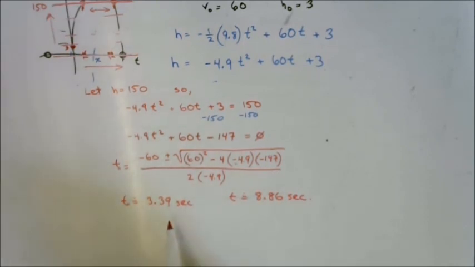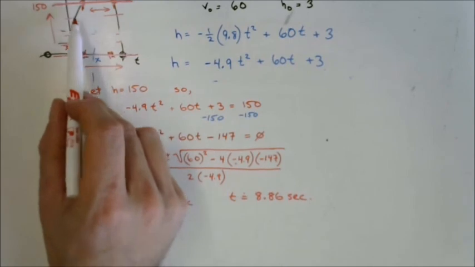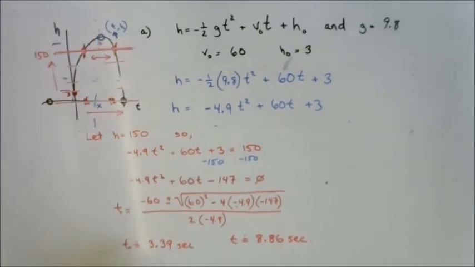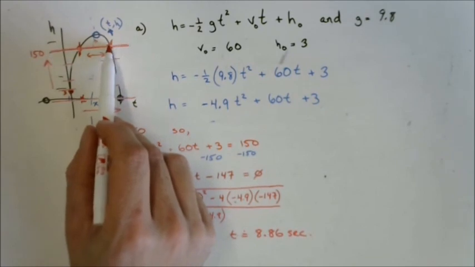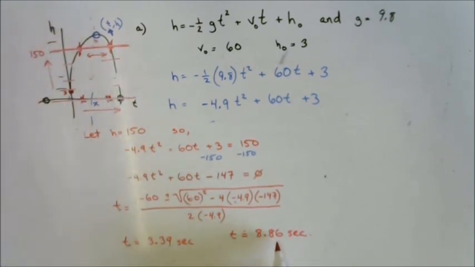So what did we just find? Well, we found where the rocket crosses 150 meters on the way up, 3.39 seconds, and we found where it crosses back down past the 150 meter marker at 8.86 seconds. So what is the interval? It's therefore the height of the toy rocket is greater than 150 meters between 3.39 seconds and 8.86 seconds.